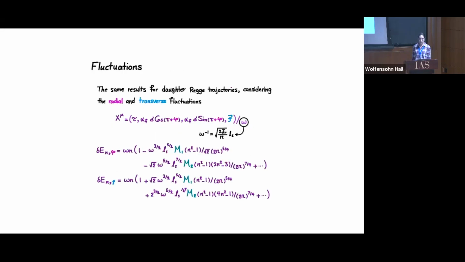We also calculated the energy excitations, radial and transverse fluctuations, and saw the same story to be true for the Regge trajectories. So these are the corrections due to the boundary terms, but the higher order bulk terms give the same corrections except for a shift in these coefficients.